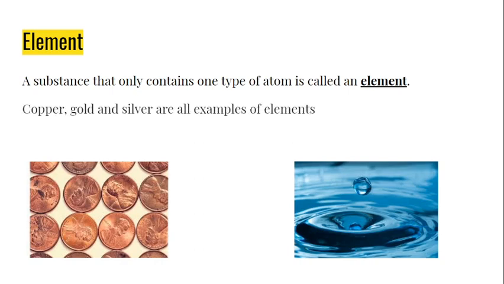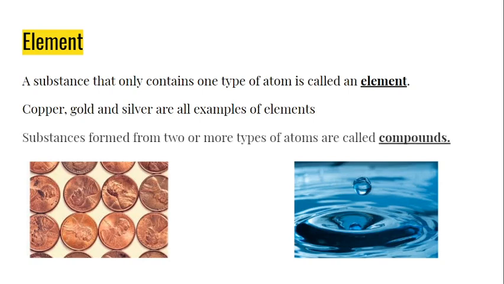Now, here's some things that are elements. We're talking about copper, gold, and silver. All of these are examples of different elements. And so those copper pennies to my left, those are actually what we'd consider to be an element. And if you're able to break one of those down and actually look at it, you can see they're all the same type of atom. Pretty cool stuff. It's all copper.